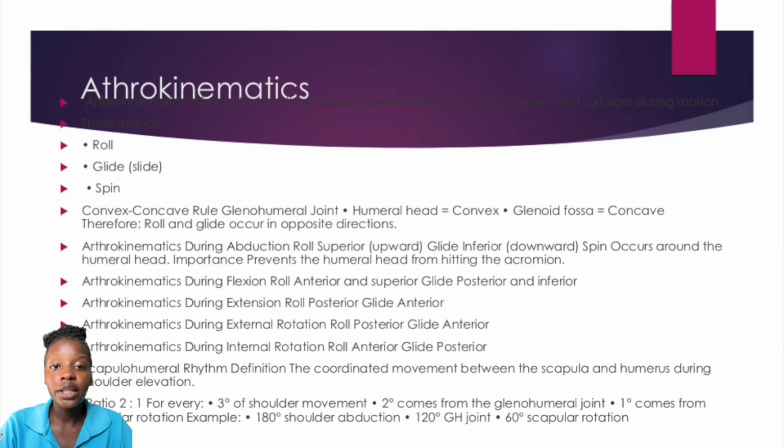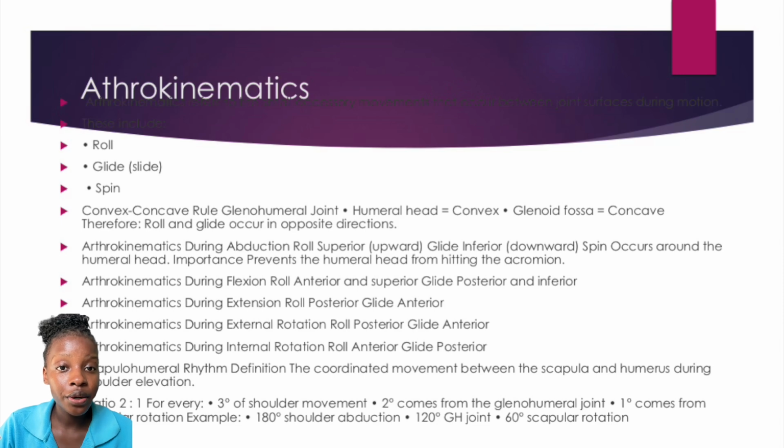During flexion, the roll is anterior and the glide is posterior and inferior. During extension, it rolls posterior and glides anterior. During external rotation, the roll is posterior and the glide is anterior. And during internal rotation, the roll is anterior and the glide is posterior.